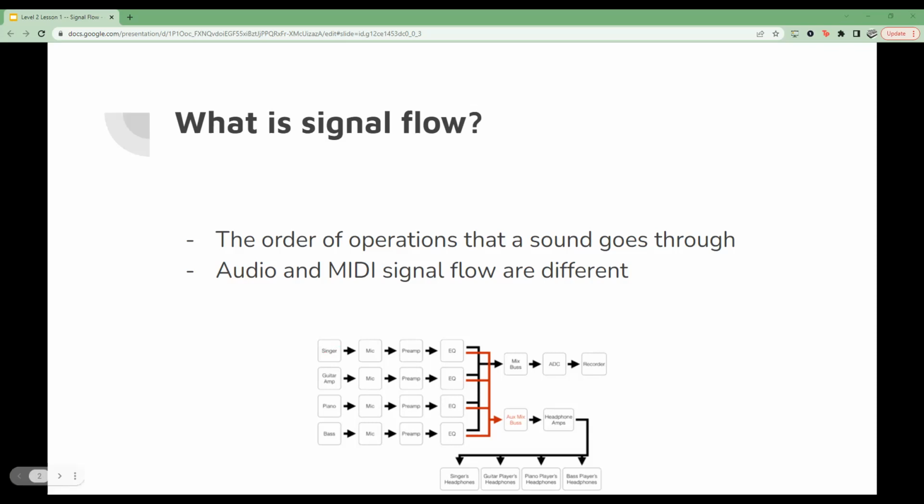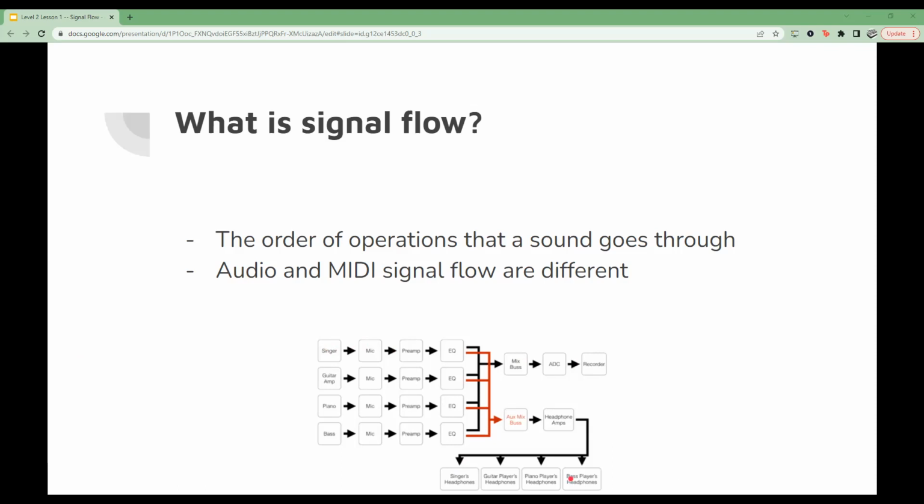Hold on one sec. I'm going to turn off my flux so that we see normal blue light. So we have the singer's audio goes to the microphone, going to the preamp to an equalizer, and goes into the mic bus and then to a recorder, and it also goes into an aux mix bus and then headphone amps going through these headphones. So that's a concert example of signal flow.